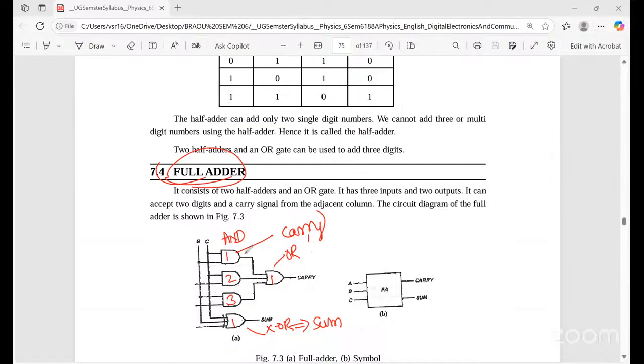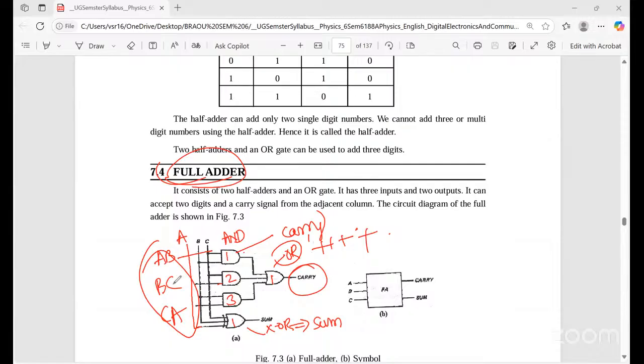To add all these carries which are generated from the 3 different AND gates, we are using the OR gate. Why? Because OR gives the summation, the plus. First AND gate, second AND gate, third AND gate. Getting my point? Another input terminal is also there, that is not printed here. That means one gate is AB, another gate is BC, another gate is CA. Okay, AB, BC, CA.